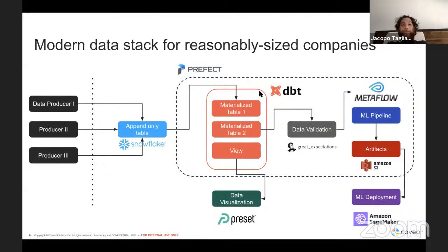So this is a high-level view of what I call the moderate data stack for a reasonably sized company, and we're going to see an example of that. On the left side, outside of our system, there are things that produce data, things that just send data to our system, and then what happens is that you put this data into a table in Snowflake, which we call an append-only table. The append-only table in Snowflake is just a table that contains raw events, as raw as possible. And the whole idea of this system is that you first store the event as raw as possible, and then you have some sort of replicable, repeatable, auditable system that turns this data into actionable insight.